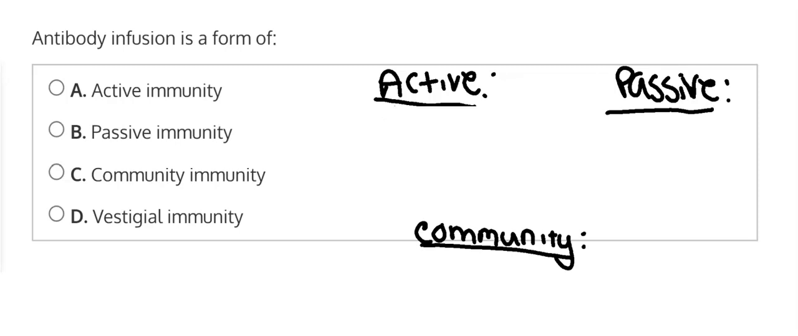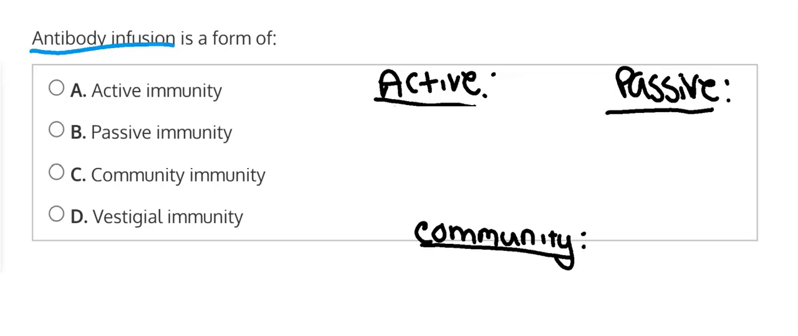Antibody infusion is a form of... and we see antibody infusion here, so we'll review what that's referring to. If we take a look at all our choices, they all are some sort of immunity. So now we know that we could focus in on antibody infusion, and we want to know what kind of immunity the body has after it's received.